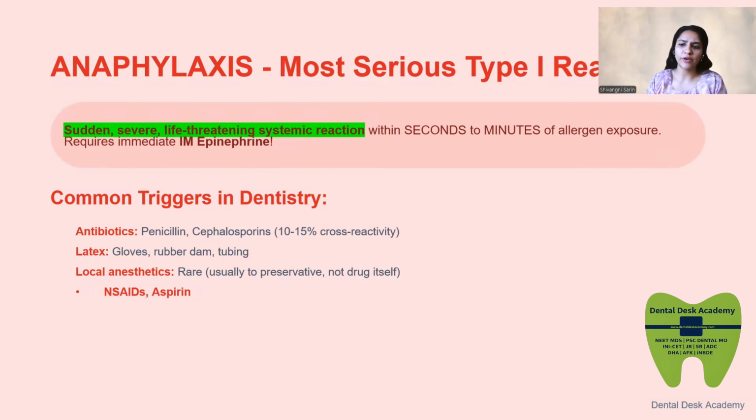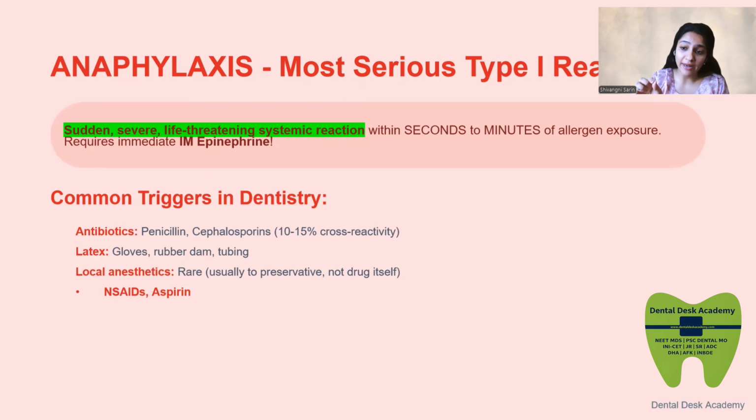So what are the common triggers in dentistry? What exactly is allergy? Allergy, we know, is a sudden, severe, life-threatening systemic reaction which can occur within seconds to minutes of the allergen exposure. And you need to have epinephrine, you need to have adrenaline, to combat this situation as soon as possible. Now, what are the common triggers in dentistry? They can be penicillin, which we generally prescribe. There can be cephalosporins. There can be gloves. It can also be local anesthetics.